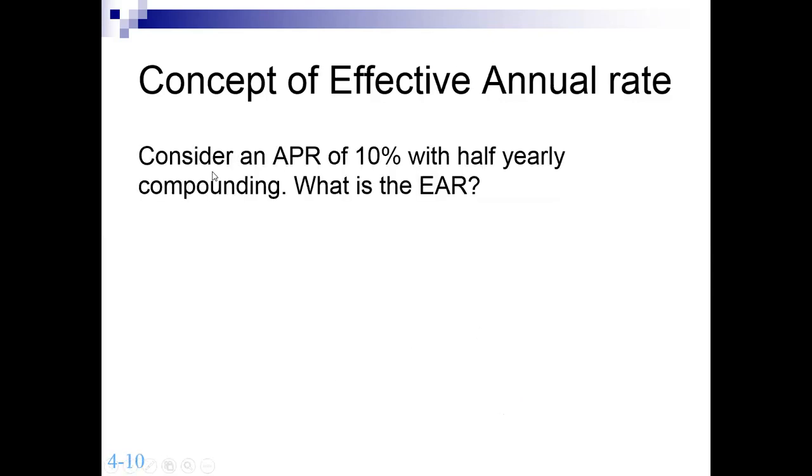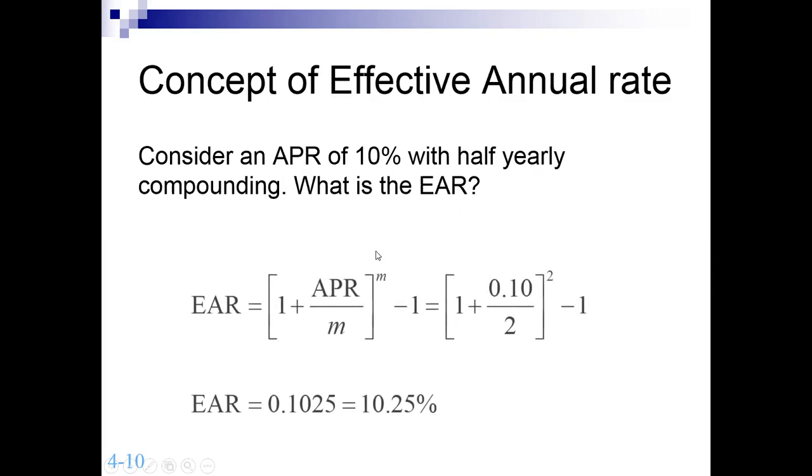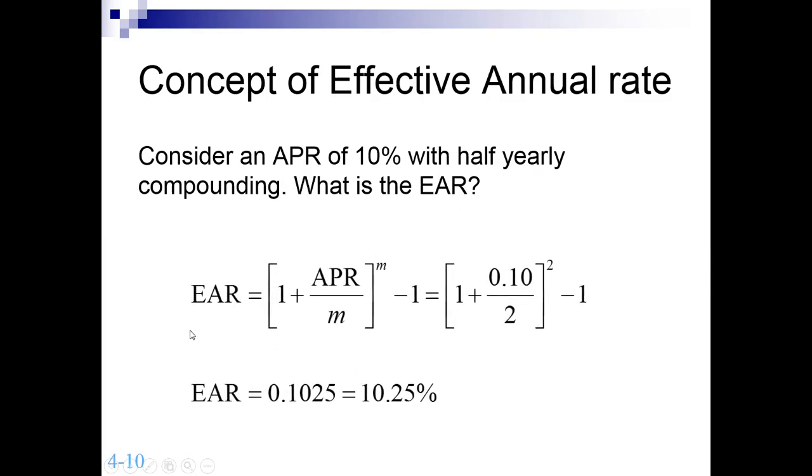Now check this one. Consider APR 10%. APR means annual percentage rate is 10%. With half yearly compounding, what is the effective annual rate? EAR stands for effective annual rate. So if the annual rate is 10%, but the financial institution is compounding on a half yearly basis, then your effective annual rate will not be equal to APR. This is the technique that you will apply to calculate the effective annual rate. Again, you can apply it on your calculator to see it working.